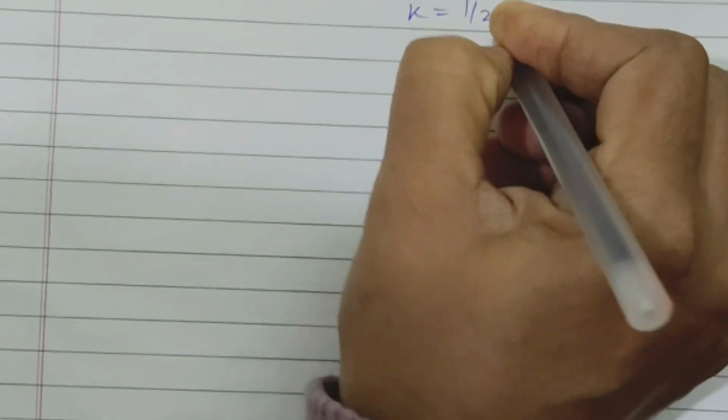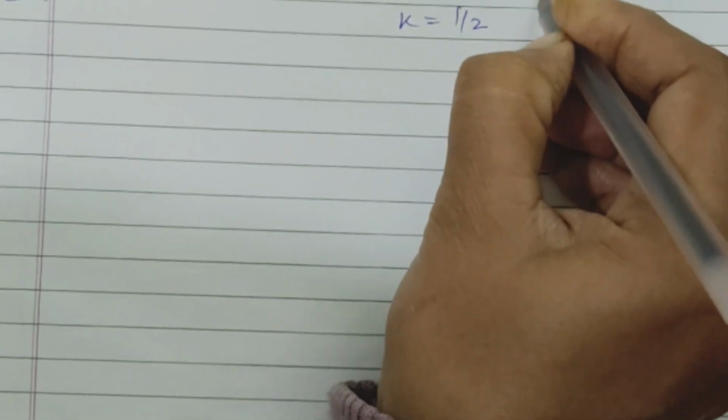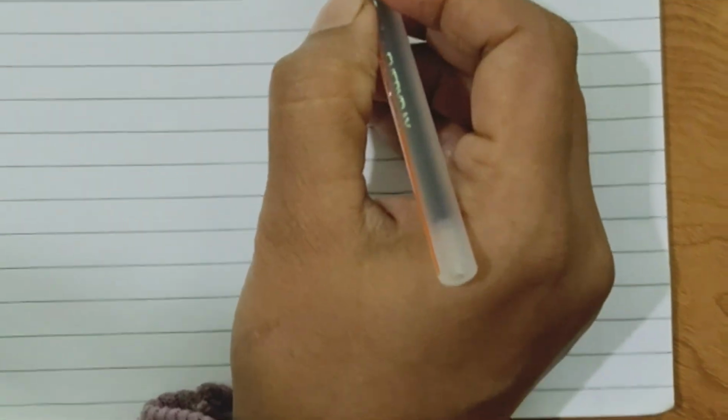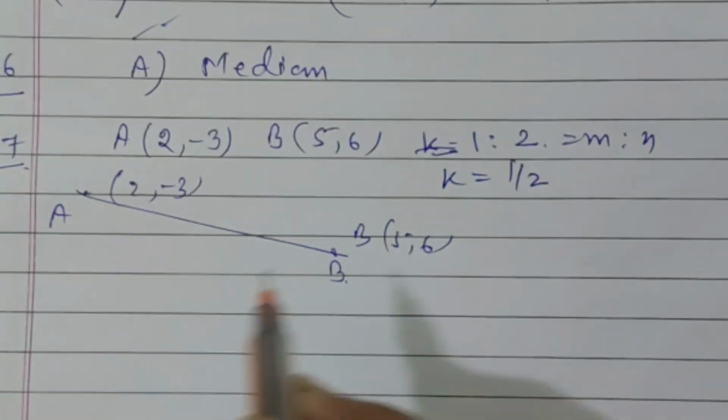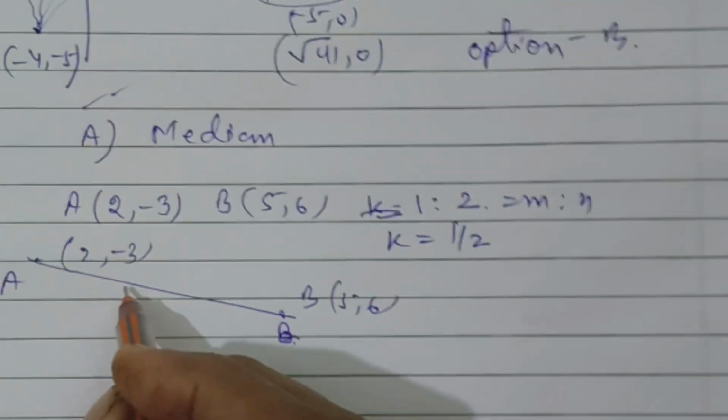A point on the x-axis divides the line segment joining the points A (2, -3) and B (5, 6) in the ratio 1:2. You see, you can take m ratio n, or if this is k, then k will be 1/2. Okay, if this is supposed to be m ratio n, then obviously k will be 1/2. Now, because by this supposition we can easily find the coordinates of the intersecting point. Let these be the points A, B (5, 6) and this be (2, -3), A. Okay, so let 1:2 be this point.